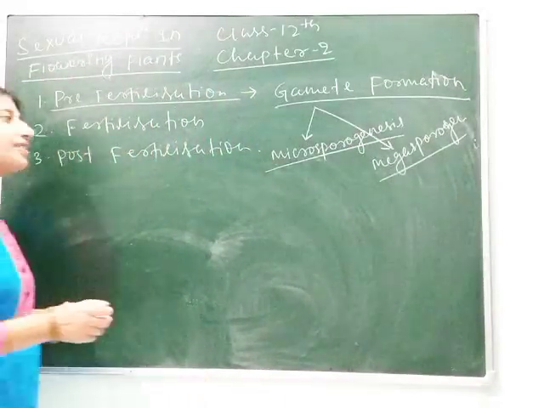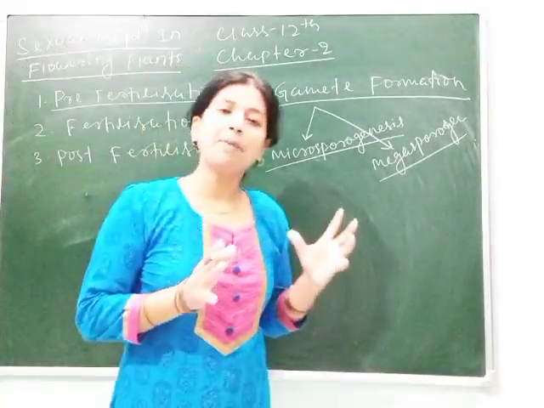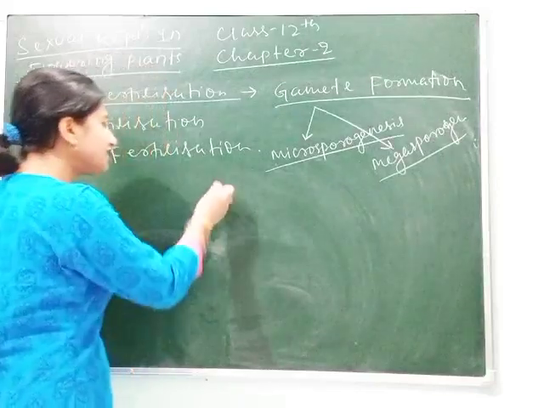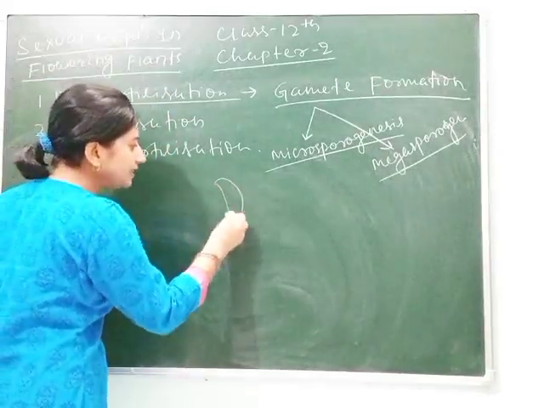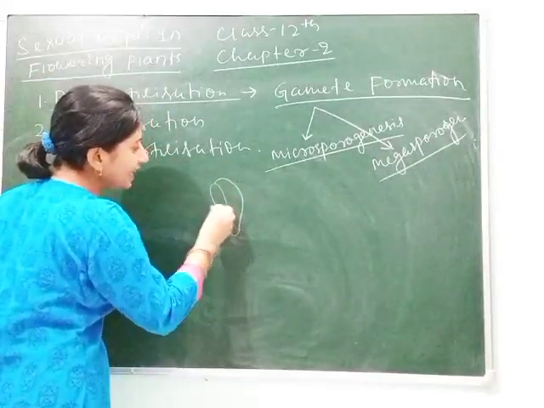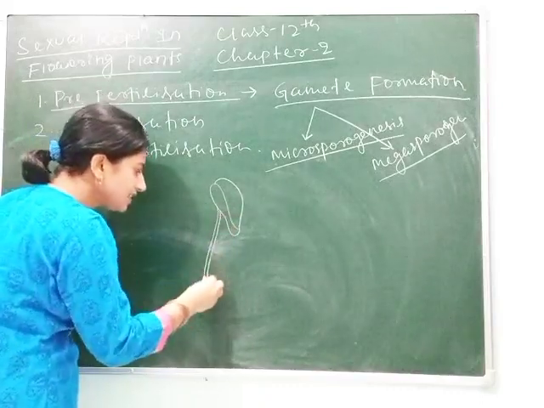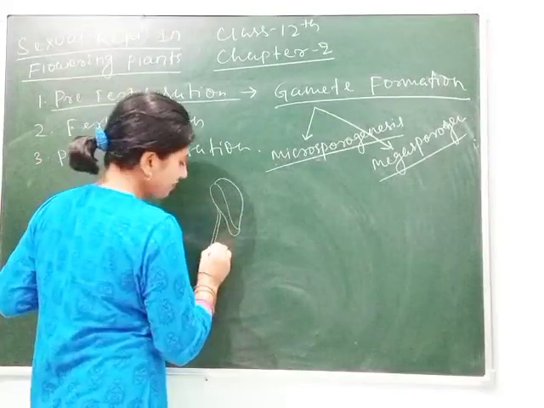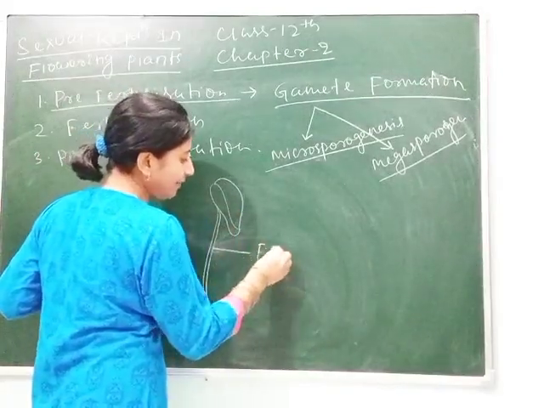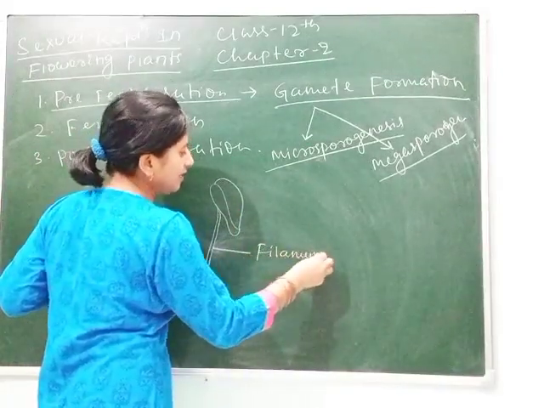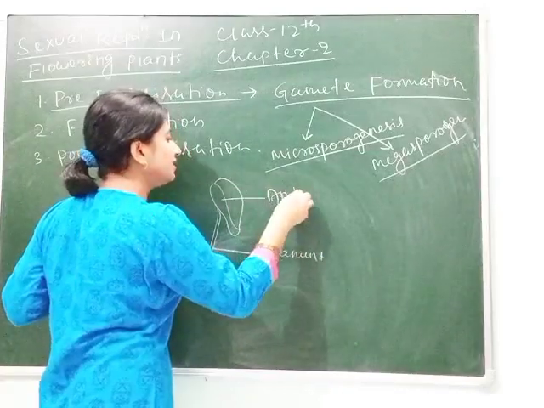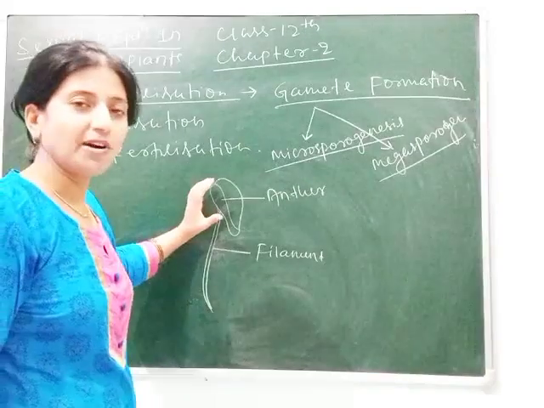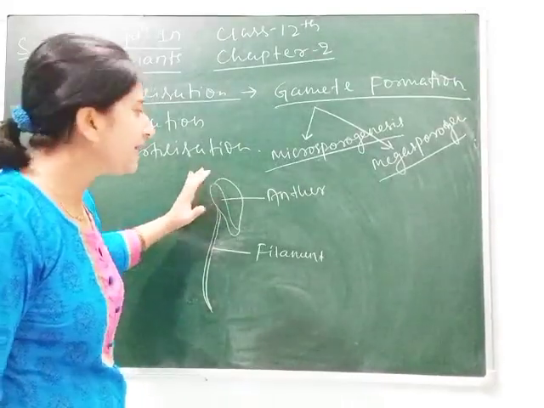First we will see which part of the flower contains the male gamete. As we know, the anther contains it. The diagram of the anther is like this. This is the filament and this is the anther. Inside the anther, pollen grain is formed. How this is formed, we will see.